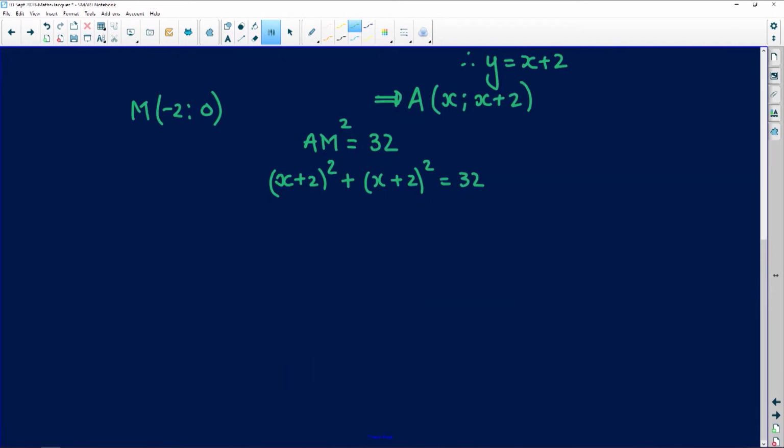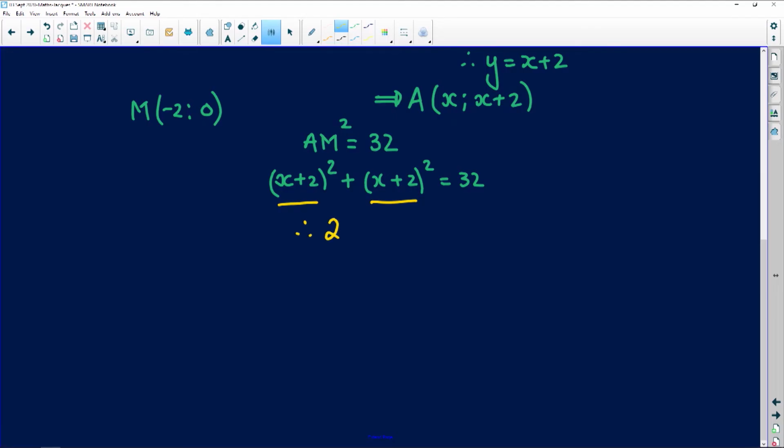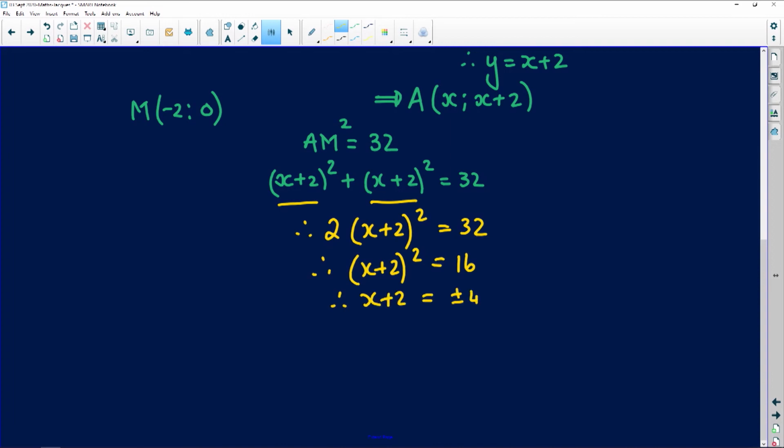Now please folks, don't go multiply that out. You've got two things that are identical to each other, so you've got twice the same thing. So this is going to become twice x plus 2 all squared, which is 32. Divide by 2 both sides. x plus 2 all squared is 16. So x plus 2 is equal to plus or minus 4. And then x will be minus 2 plus or minus 4.